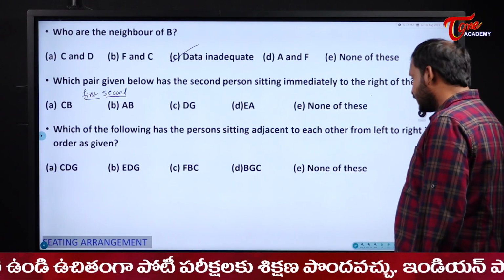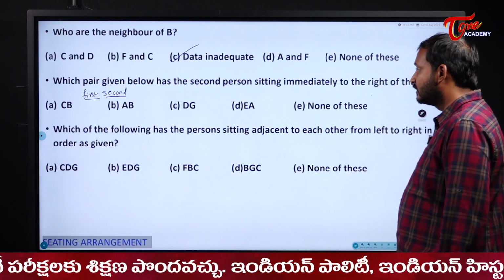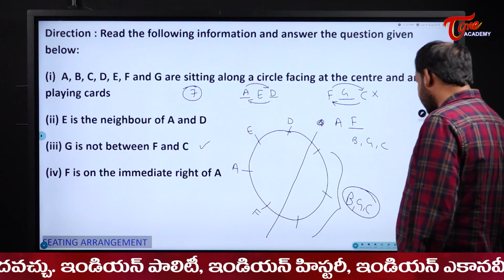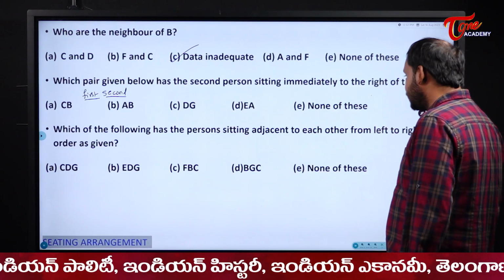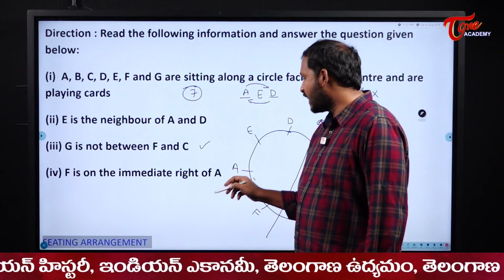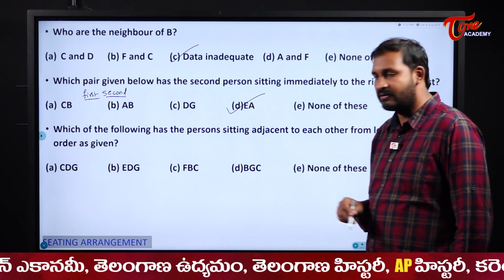Next A, B. A's right side is B? No. A's right side is actually F. Next D, G. D's right side G I cannot place exactly. Next EA. E's right side is A. Yes, E's right side is A, right? So my answer is EA. EA is the correct option for us.